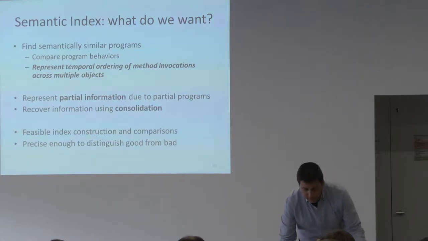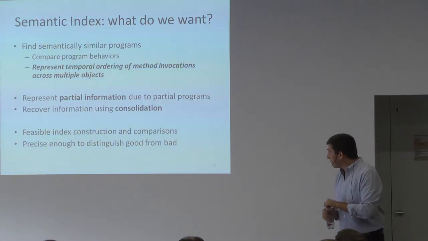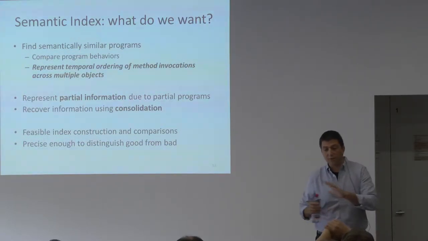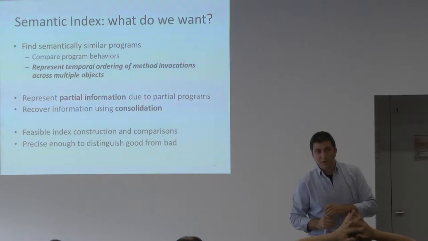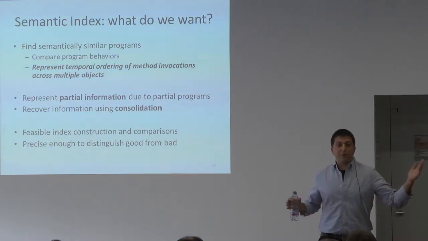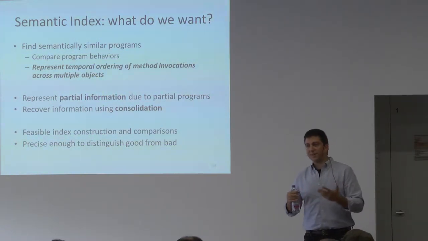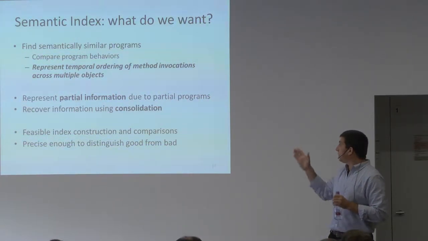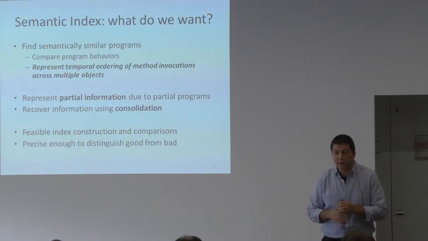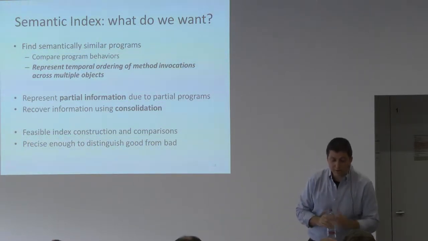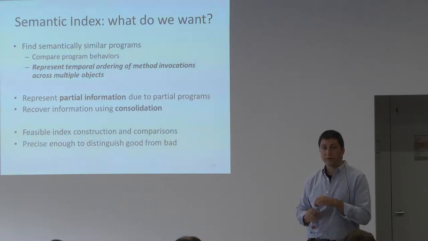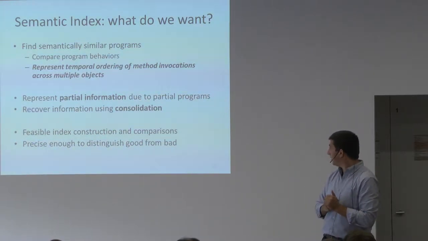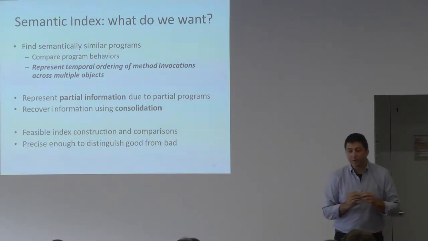All right, so now the technical stuff. What do we want from the semantic index? We want some machinery that will allow us to find similar programs and match these queries and do stuff like that. In an ideal world, we'd look at the set of traces of the program, compare them, do program equivalence or whatnot, but of course we can forget about that. So what we are going to do is represent temporal ordering of method invocations across multiple objects. So it's not looking just at a single object, we're going to look across objects, across components, and see what happens. We need to represent partial information because of partial programs.